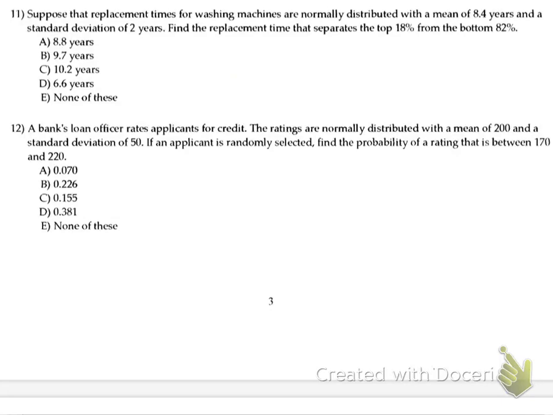Okay. Suppose that replacement times for washing machines are normally distributed, mean 8.4 years, standard deviation 2. Find the replacement time that separates the top 18% from the bottom 82%. So right away, how do we know it's going to be one of those normal CDF or inverse norm? Percentage, and, well, I'm even more basic than that right now. It says the word normal.